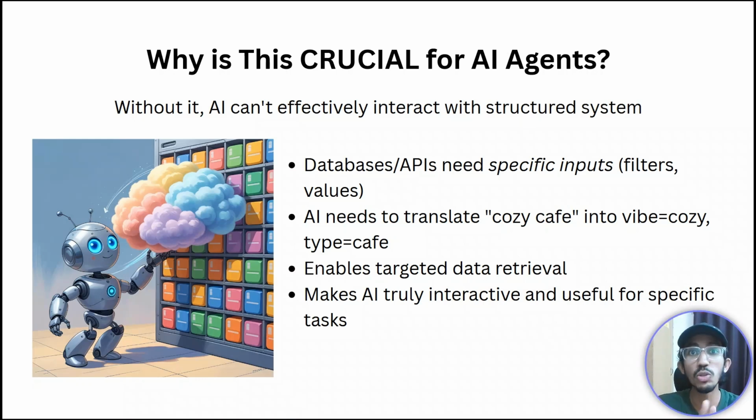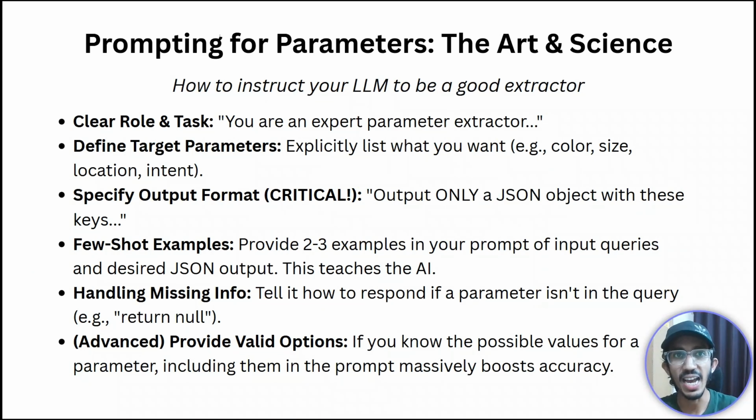So, the AI needs to translate a phrase like "cozy cafe" from the user into structured parameters like vibe equals cozy, type equals cafe, that a database query can use. This enables highly targeted data retrieval. You get exactly what you asked for, not a mountain of irrelevant information. And ultimately, it's what makes AI truly interactive and useful for specific tasks, moving beyond just general conversation. This was a key part of the AI agent we built in the previous video that could chat with business data. So, how do we actually get an AI, a large language model, to be a good parameter extractor?